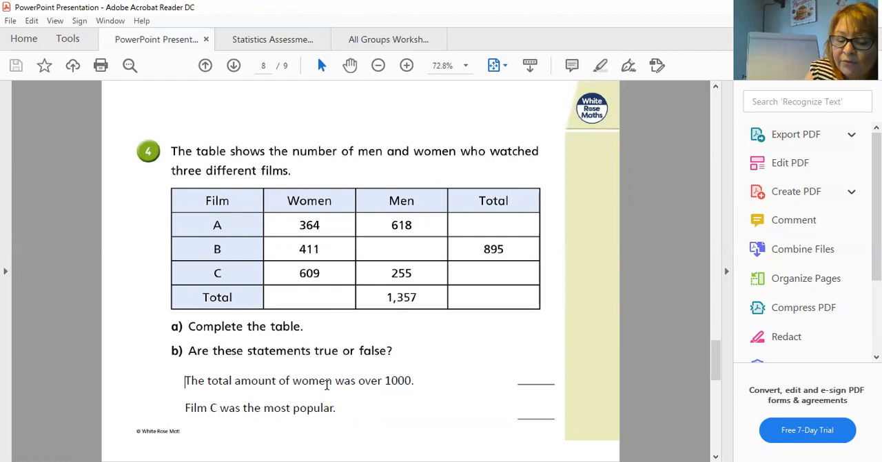The total amount of women was over 1,000. You could probably say whether that was true or false without actually finding out the total. Okay, you can look at the numbers and see. Film C was the most popular. Well, you need to look at the total column to answer that one.